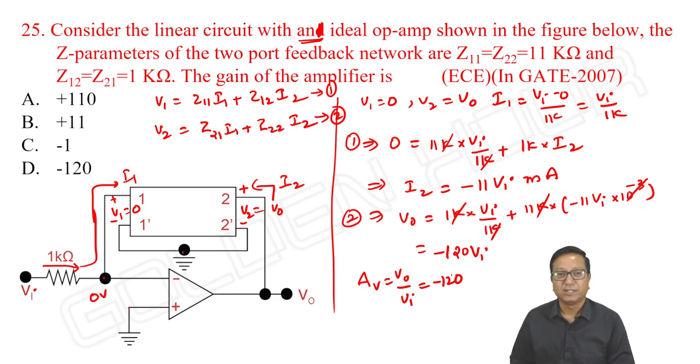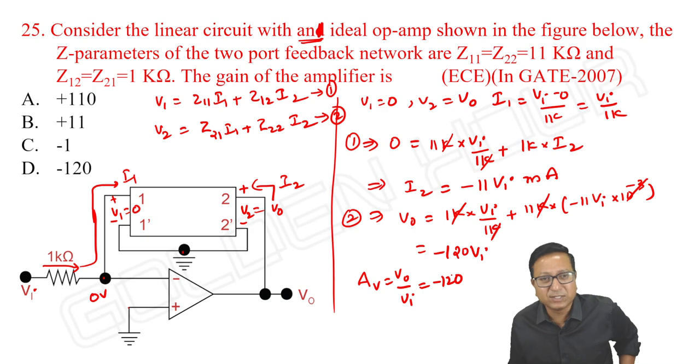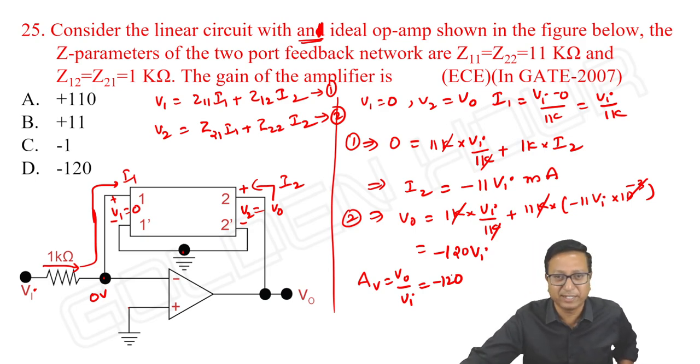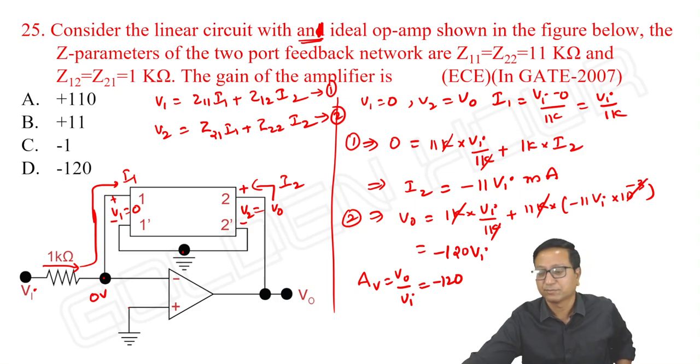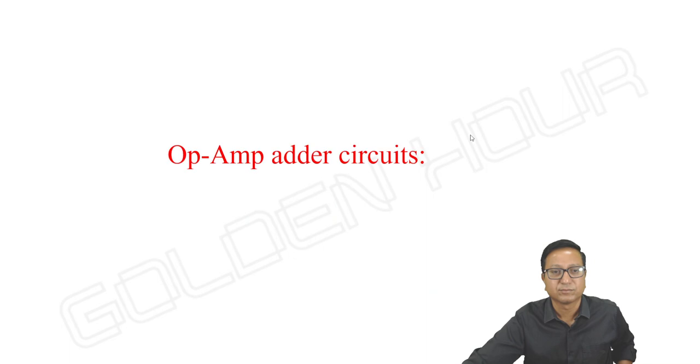That's it. We know the Z parameter equations, and I substituted the values of V1, V2, I1 which are available. From that I found I2 in terms of VI. These are all just rearrangements only. Next, the second equation I took, and after substitutions you can see the gain. Okay, op-amp adder circuits, we will see this in the next section.